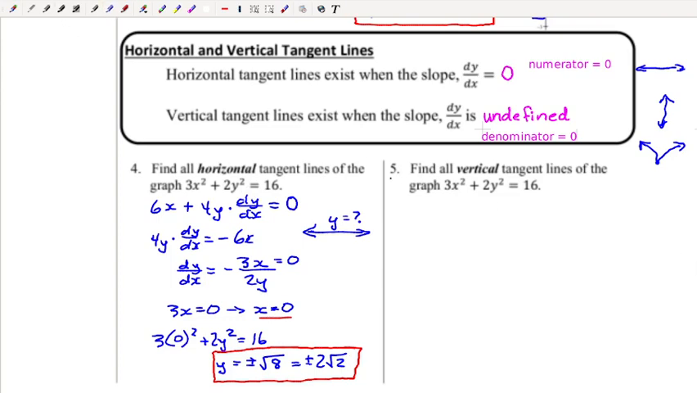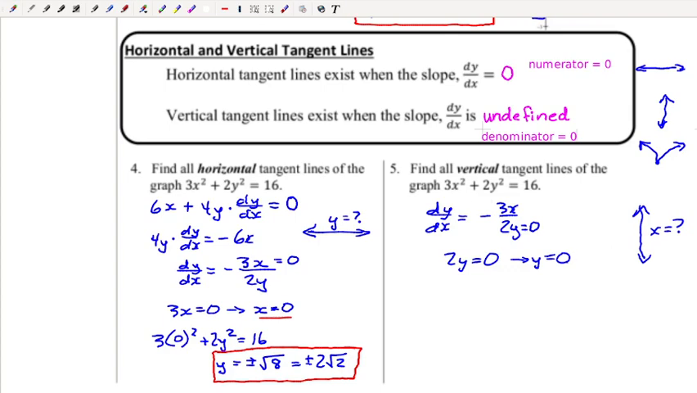Okay, so number 5, find the vertical tangent lines of the graph. Again, I have the derivative already, so I've got dy/dx equals negative 3x over 2y, and this is going to be undefined where my denominator equals 0. So where my 2y is equal to 0. So 2y equals 0 where y equals 0. And again, this is the location of my vertical tangent line. It is not the equation of the vertical tangent line. The vertical tangent line would have an equation of x equals something. So I need to find out what that is.